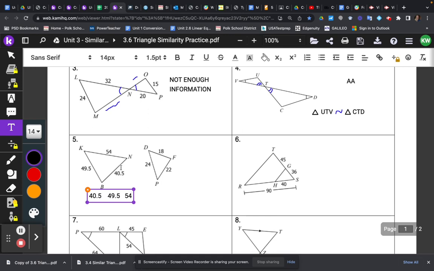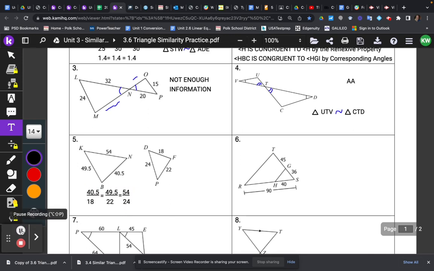Now I'll repeat that process with triangle DFP. Our smallest number is 18. Our next number is 22. And the last, or the greatest, is 24. It's a great strategy of setting up your proportions.